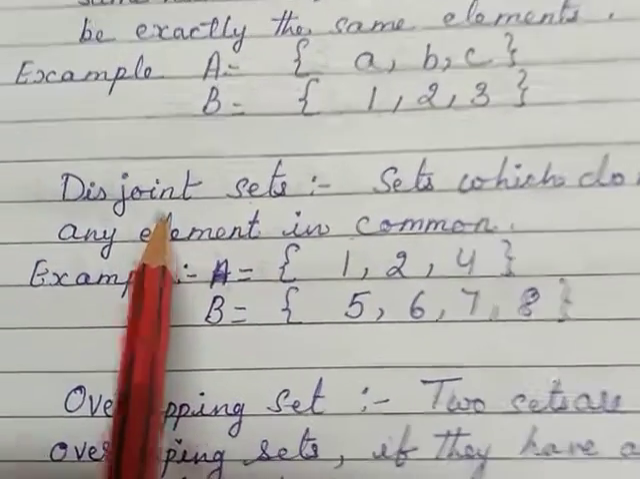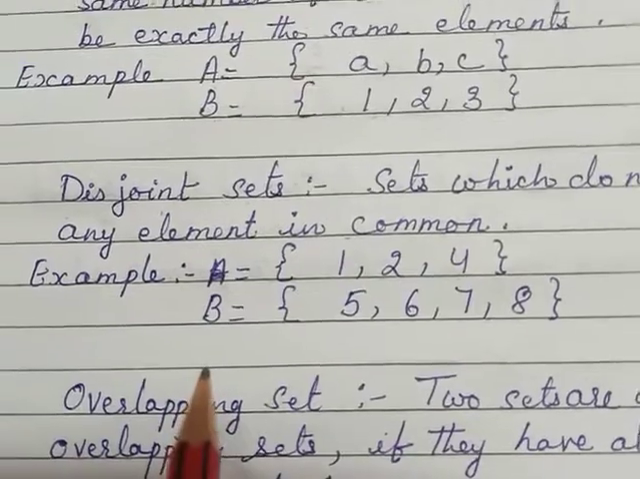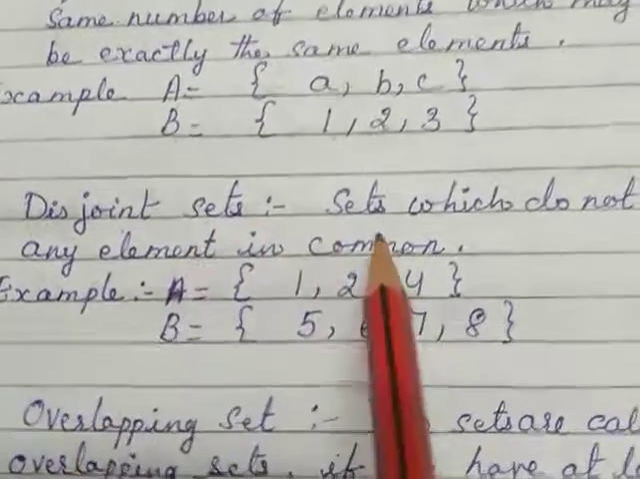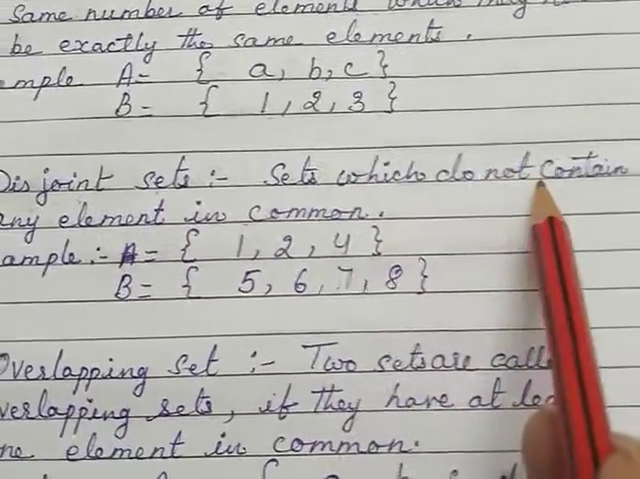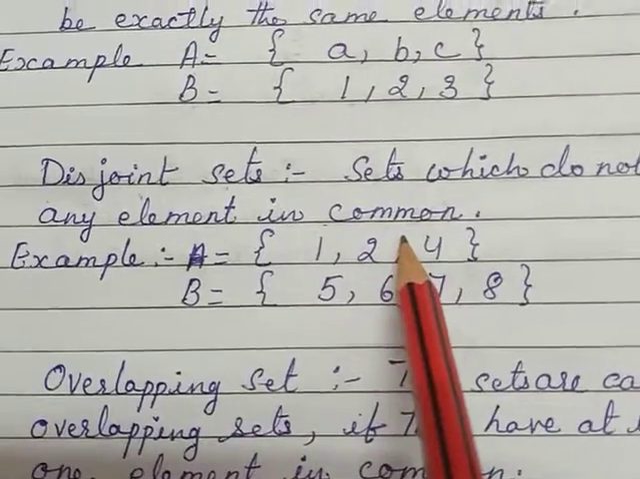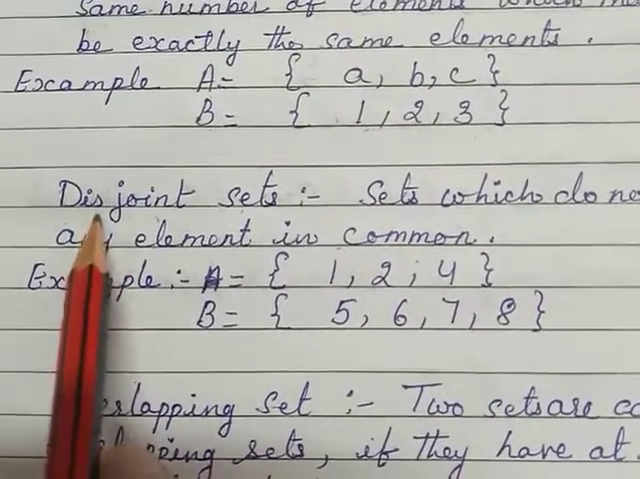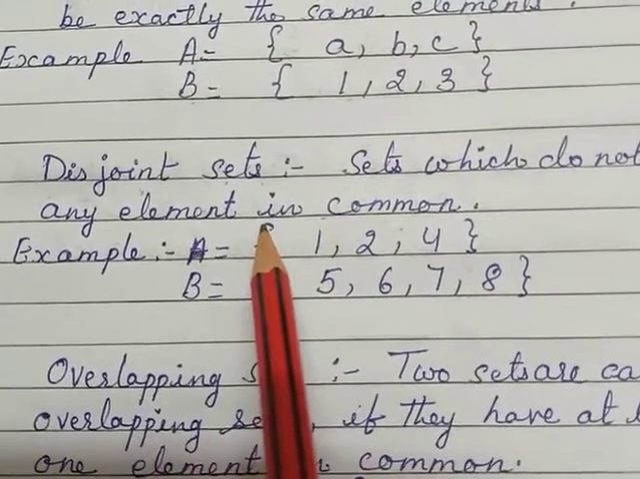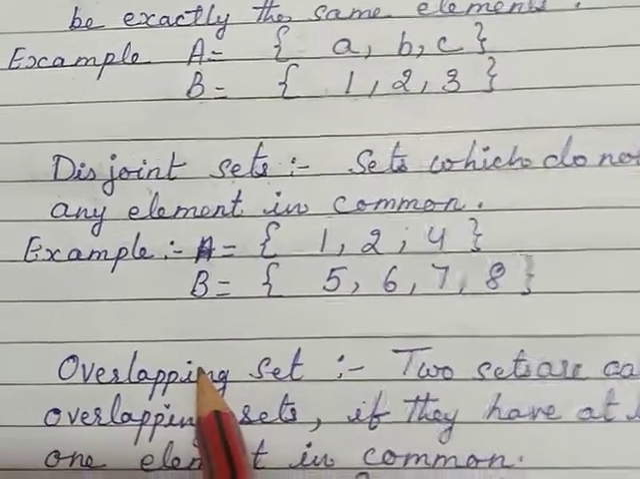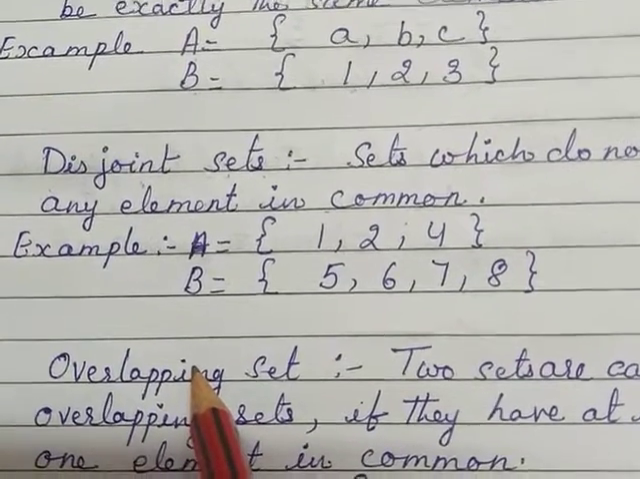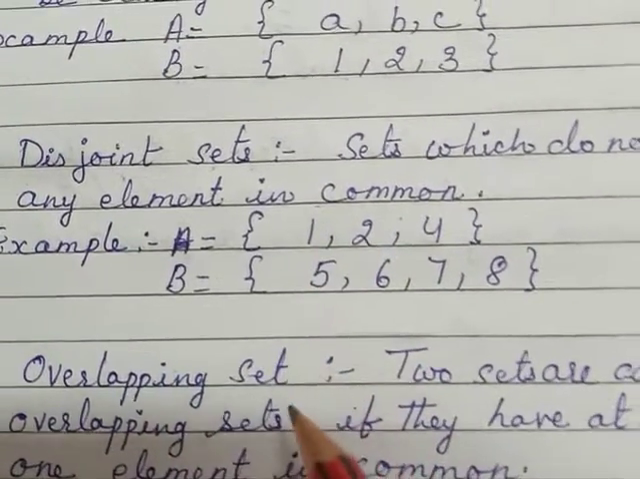Now the next type of set is the disjoint set. Disjoint, that means they are not joined together. They are separate from each other. Disjoint sets: sets which do not contain any element in common. Such type of sets are called disjoint sets. That means set A has different elements and set B will also have different elements. That means they do not have any element in common.